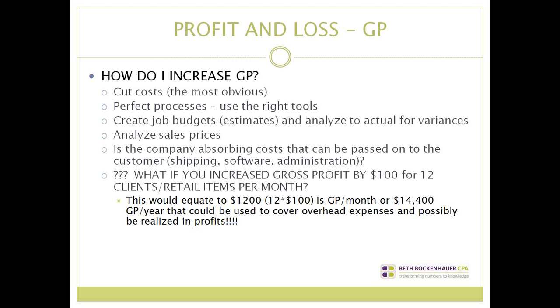And then just a question I want you all to ponder. What happens if you increase gross profit by $100 for 12 clients, or $100 by 12 retail items on a monthly basis? If I increased my gross profit by $100 on 12 items or clients, I would recognize an extra $1,200 a month, which would calculate out to be $14,400 in extra gross profit that I would have in the year to go towards paying my overhead expenses and possibly be realized in profits in the bottom line.